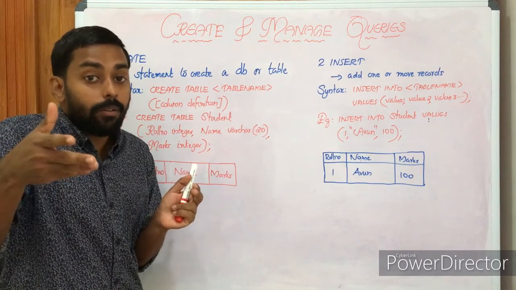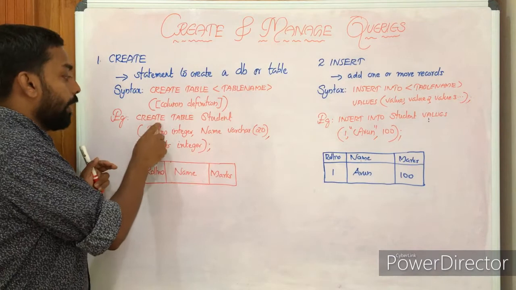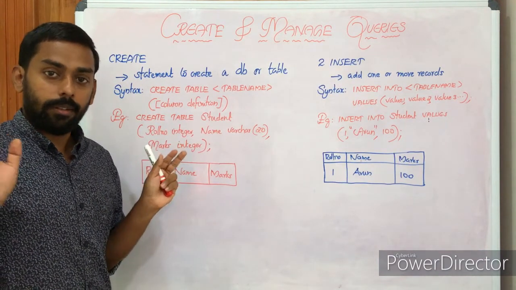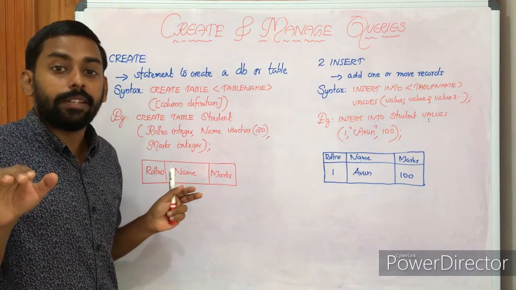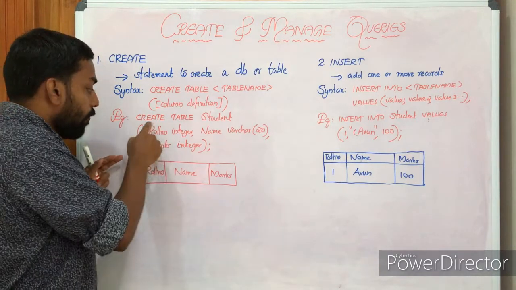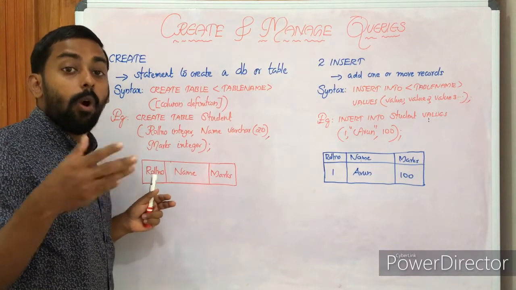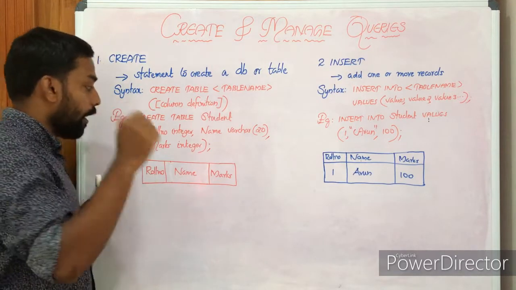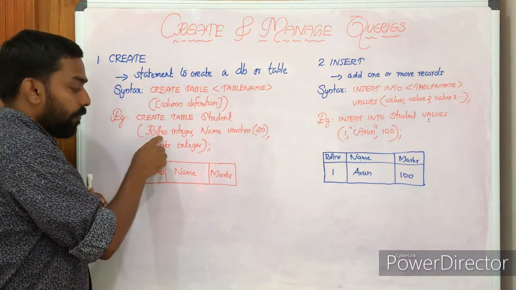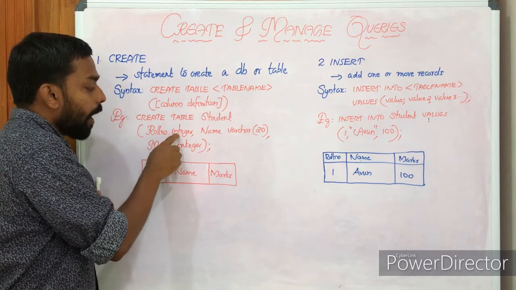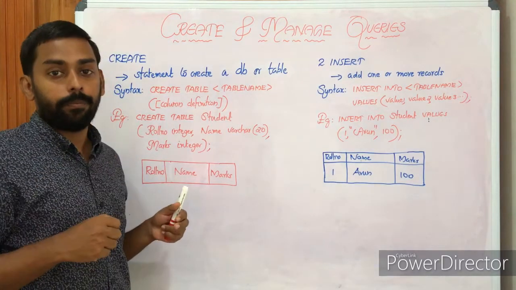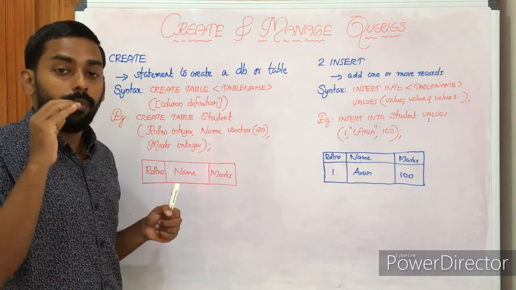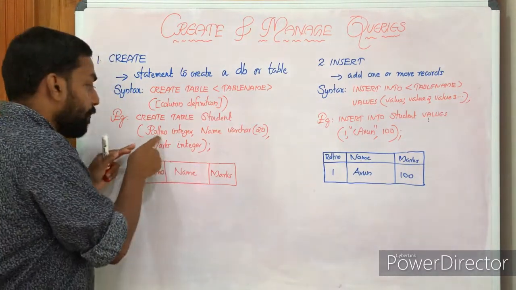How will it be? It's very simple. Create table. Table name is student. Create table student. That's it. Create table student alone will not create a table. We have to specify the columns as well as their data types. Like opening parenthesis, the first column is roll number, right? Roll number, and the data type of roll number is integer. You know what data type is? Data type means type of data, the type of data we are going to store in a column. And here the first column is roll number.